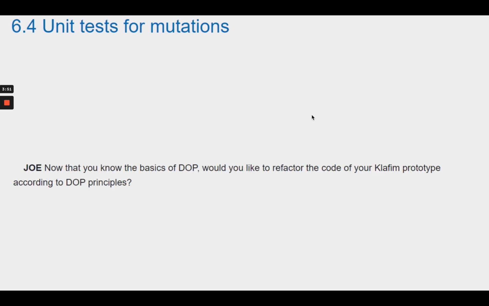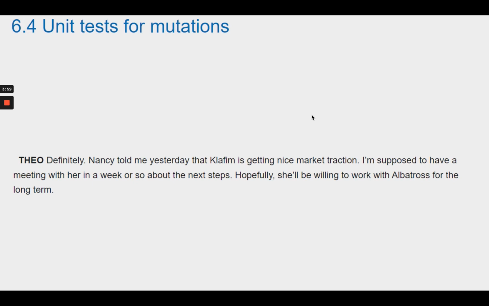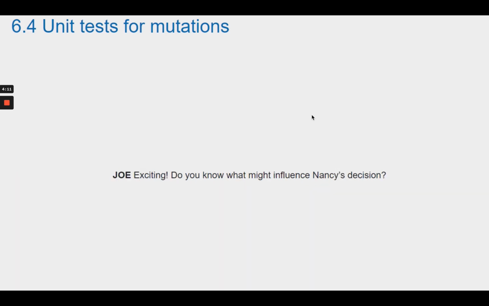Joe: Now that you know the basics of DOP, would you like to refactor the code of your Clapham prototype according to DOP principles? Theo: Definitely. Nancy told me yesterday that Clapham is getting nice market traction. I'm supposed to have a meeting with her in a week or so about the next steps. Hopefully, she'll be willing to work with Albatross for the long term.